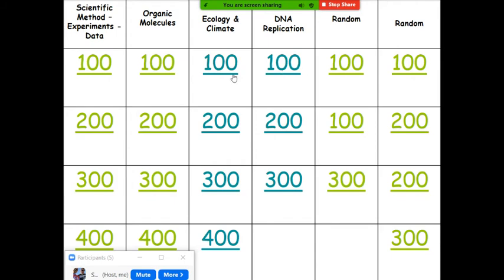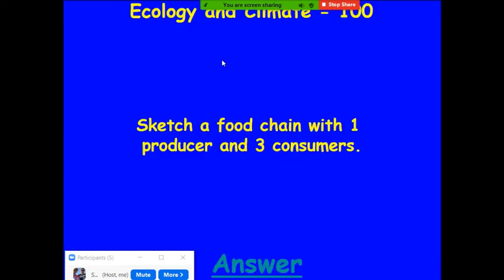Okay, let's talk about climate and ecology. Sketch a food chain with one producer and 3 consumers. Remember, a food chain is just a line. A bunch of different food chains together in an ecosystem is a food web. Just do a food chain. And of course, on the test, you'll have to recognize which one is the producer, which ones are the consumers.